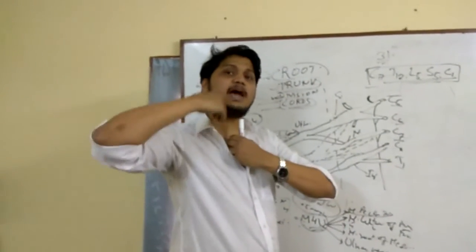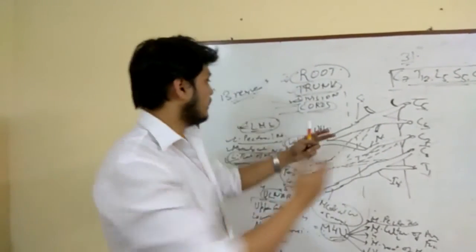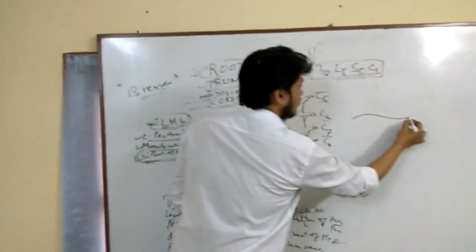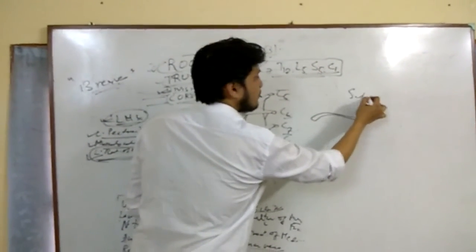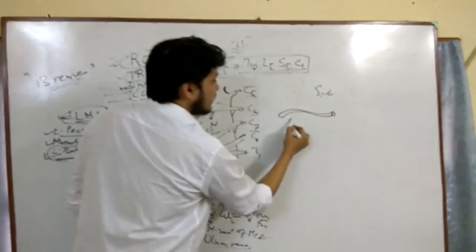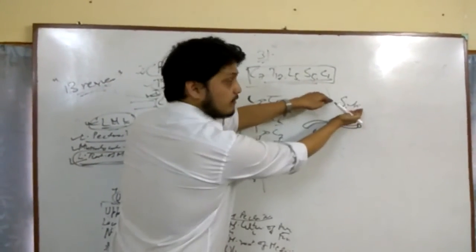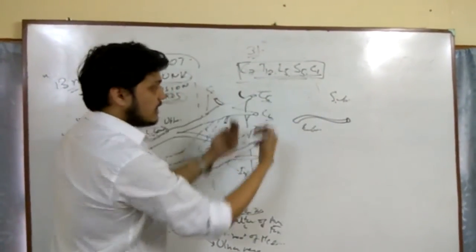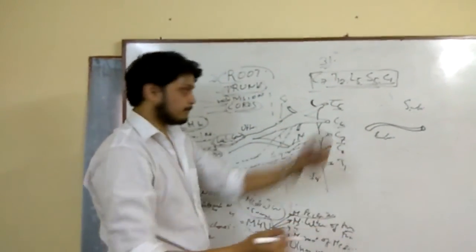From there it goes behind the subclavian, behind the clavicle. Behind the clavicle, if this is your clavicle, we have the supraclavicular part of the brachial plexus and the infraclavicular part of the brachial plexus, which then goes into the axilla and eventually supplies the arm.